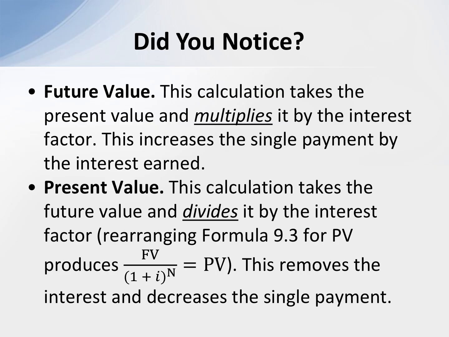As a reminder, the future value is found by taking the present value and multiplying that by that interest factor. This increases the single payment by the interest earned. Present value, on the other hand, takes the future value and divides it by the interest factor, and this removes the interest and decreases the single payment.